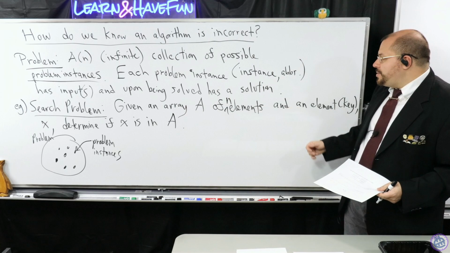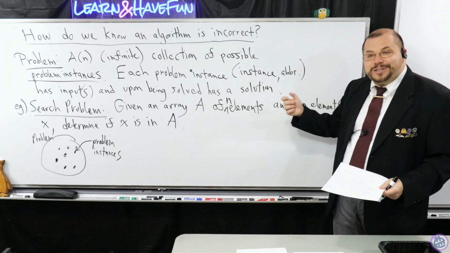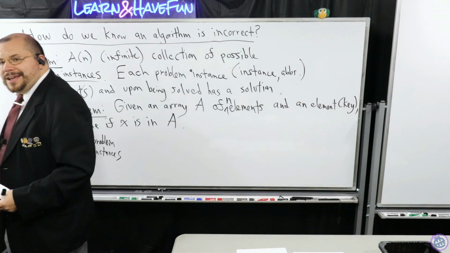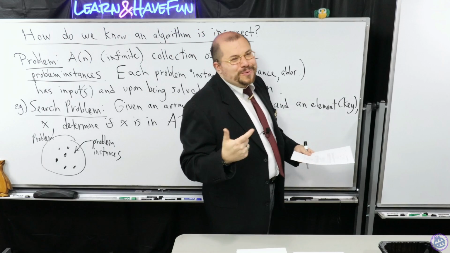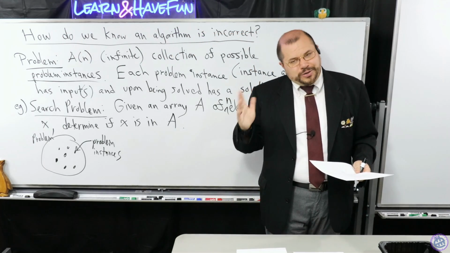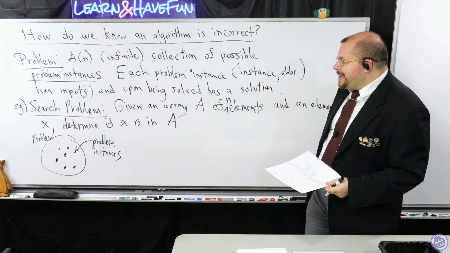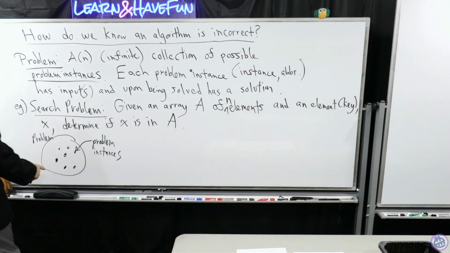Imagine I give you an array A of n elements and an element x, which I'm going to call the key. I want to know if x is in A or not. If it's in A, I want to know where it is. If x is not in A, then I want to return -1, which is not a position in the array, right?